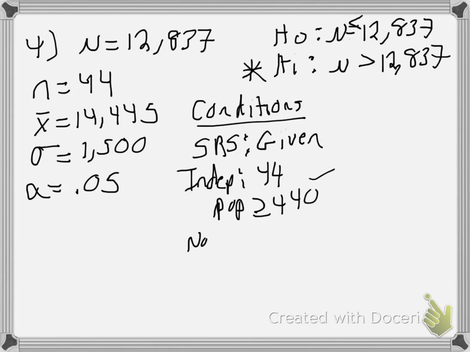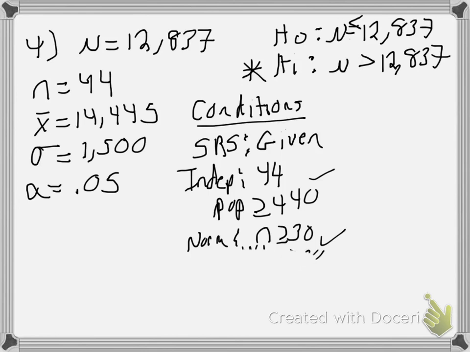Next is normality. So you either have to be told that it's a normal distribution, or n greater than or equal to 30. Well, we have 44, so n is greater than or equal to 30. So our conditions have been met. Just get used to doing that process over and over again, guys. It will help you.